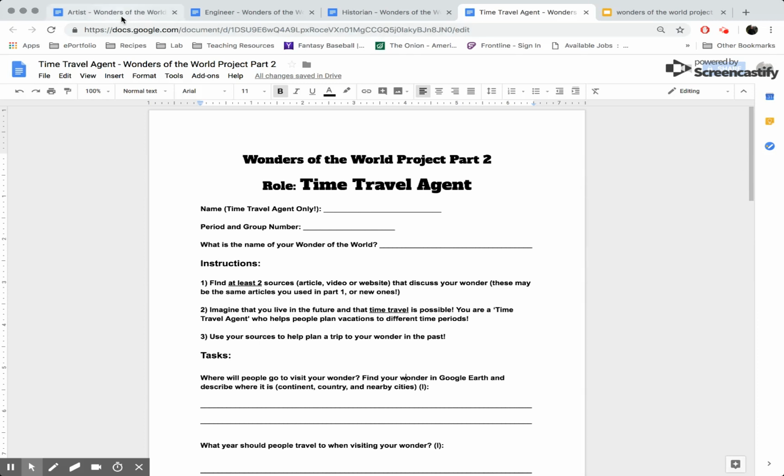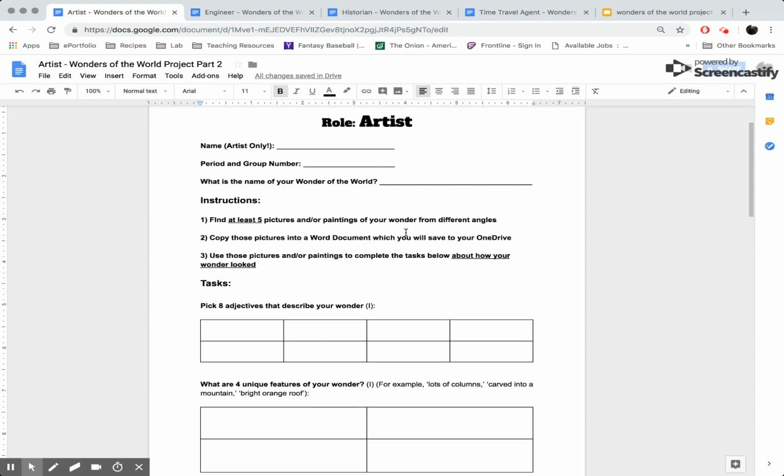Okay, one last thing I want to mention here, guys, and then I'll let you get on your way. If you are doing the artist role, you do need to find some pictures on just Google Images of your wonder. And we're going to need to copy those into a Word document and save that Word document to your OneDrive. So I want you to do this so that you guys have a stash of pictures to use when we go to make our travel brochures later in the project.